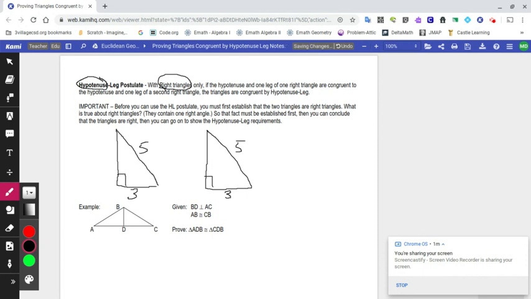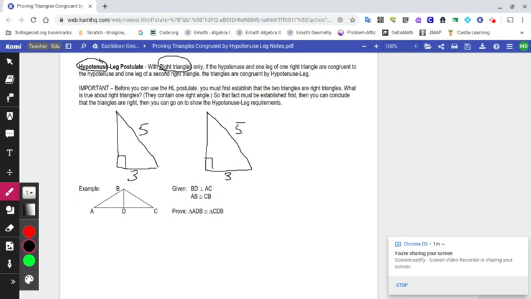If I have the hypotenuse and the leg of one triangle congruent to the hypotenuse and the leg of another triangle, the two triangles have to be congruent to each other by the Pythagorean theorem. That third leg has to be true. That's basically the basis for this one postulate. Since this is only going to be true for right triangles, the hypotenuse doesn't mean anything in any other kind of triangle. So in order to use hypotenuse leg, we have to be talking about right triangles.